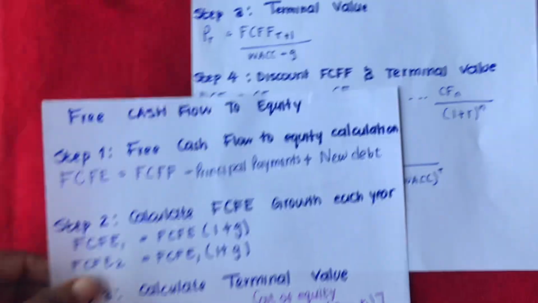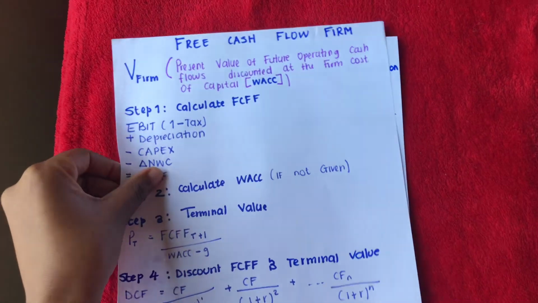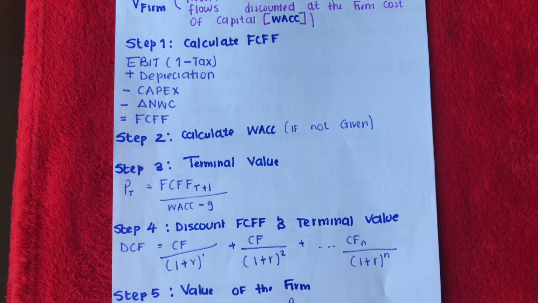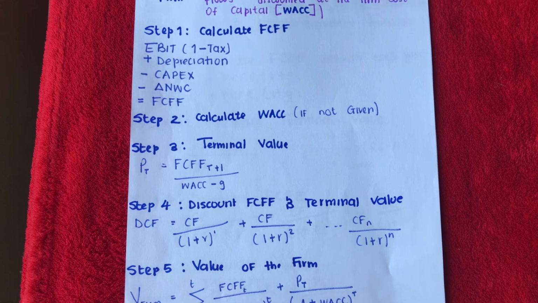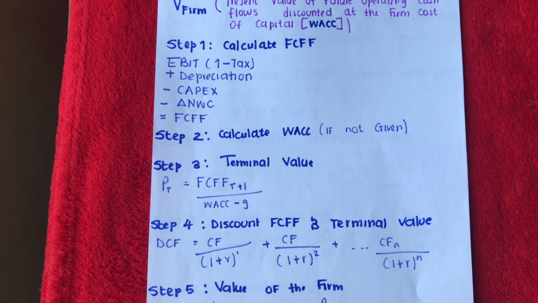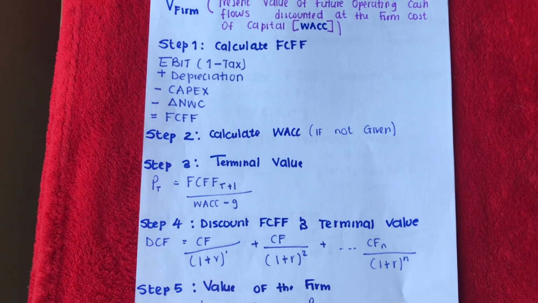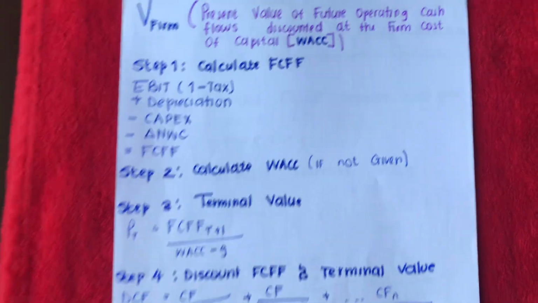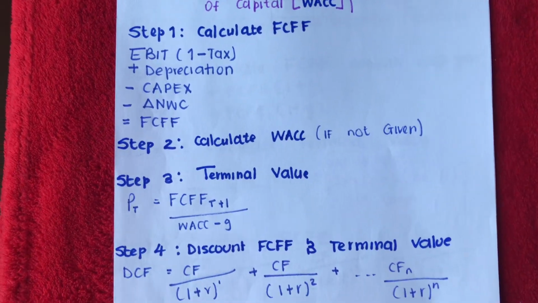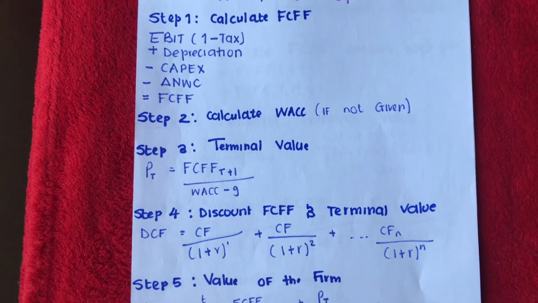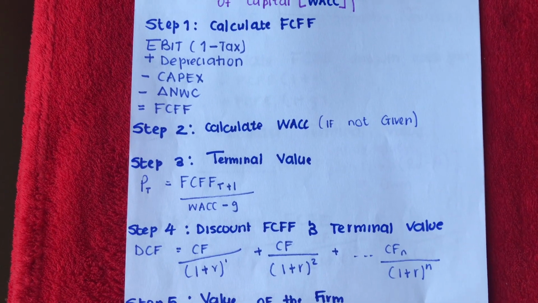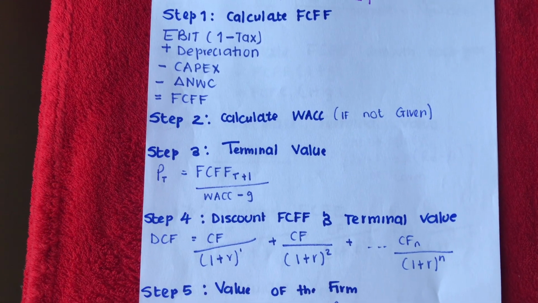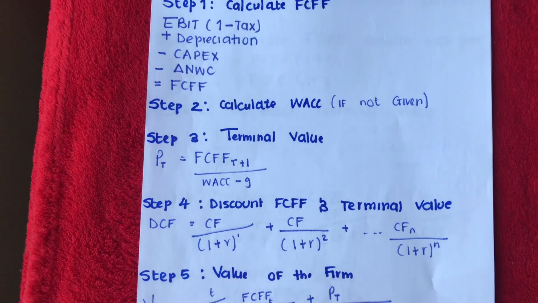So this is what you need to look at, which is the free cash flows of the firm. You first calculate the free cash flows. You'll be given the EBIT, or EBITDA, which includes the depreciation and amortization, the DA at the end. So what you would do there is first remove the tax from the EBIT, then add the depreciation, then minus the capex, then minus the change in net working capital, and then you get your free cash flow.